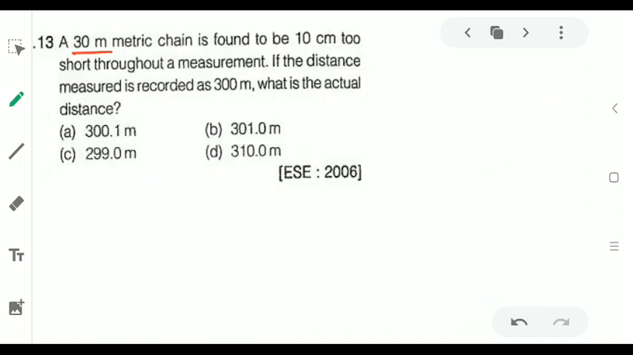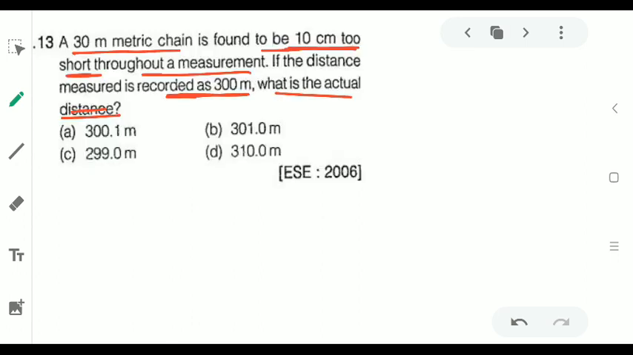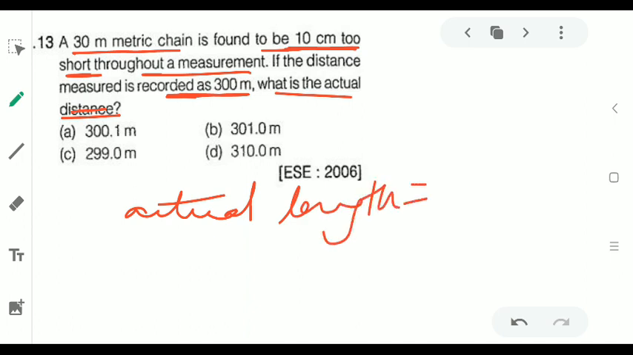A 30-meter metric chain is found to be 10 centimeter too short throughout a measurement. If the distance measured is recorded as 300 meter, then what is the actual distance? We saw this type of question quite well in the last video. So the actual length of the chain is 30 minus 0.1, since that is 10 centimeter too short, so that gives us the value of 29.9 meter, while the measured length is 30 meter.